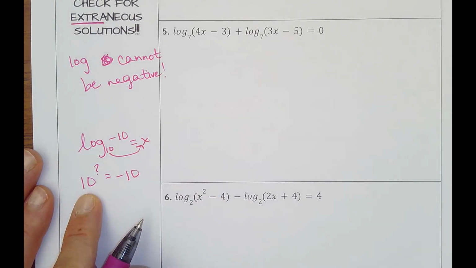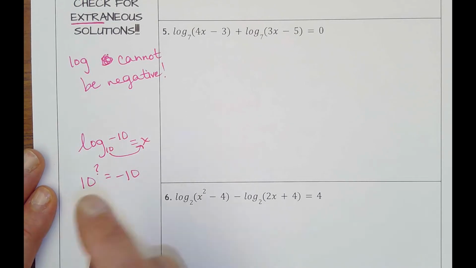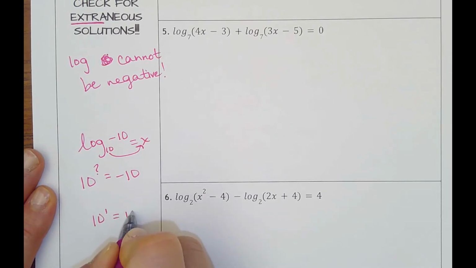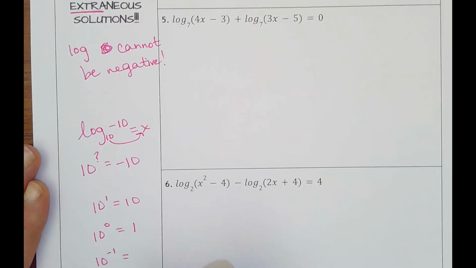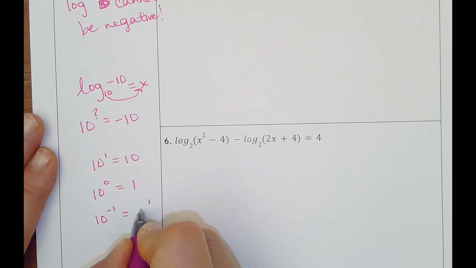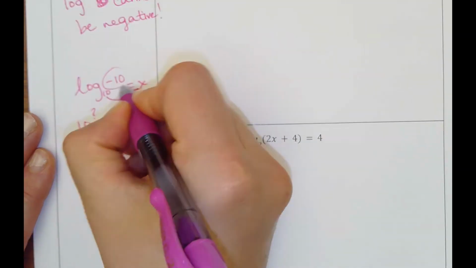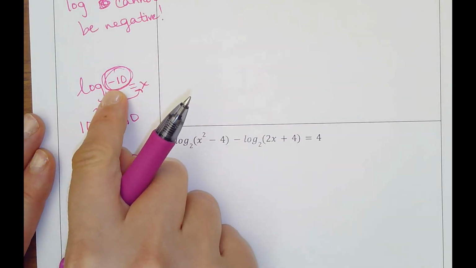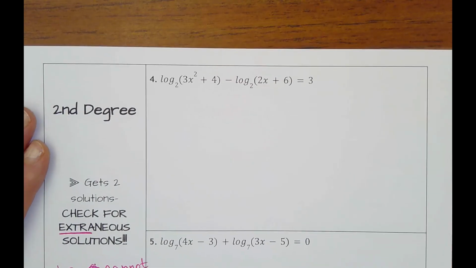Well, 10 to the 1st power is 10. 10 to the 0 power is 1. 10 to the negative 1st power doesn't make it negative. That actually just flips it, makes it 1 over 10. And so there's no way to ever have a negative here. So that's when the answer is not going to work.